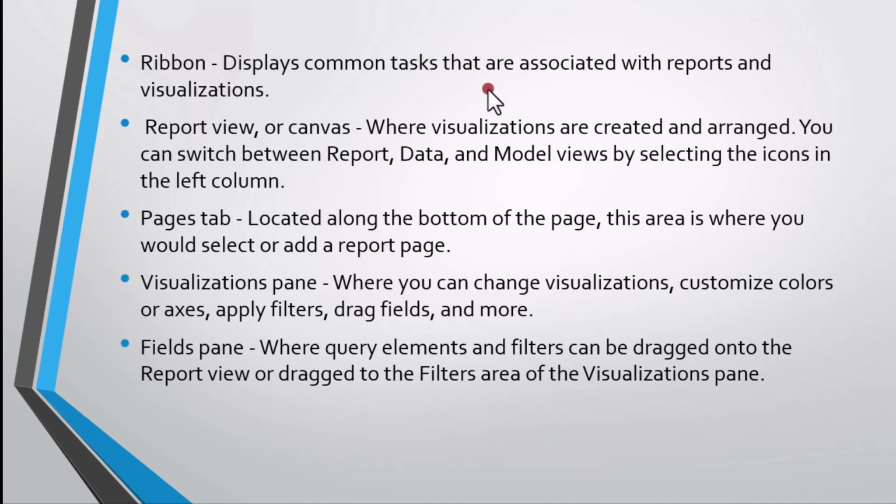Now, the next thing we'll be looking at is the page tab. The Page tab is located along the bottom of the page. This is an area where you can select or add a report page. It's just like adding more pages to your MS Word or Excel. Now, we have the visualization pane. This is where you can change visuals, customize colors, axes, and add filters. Even more can be done.